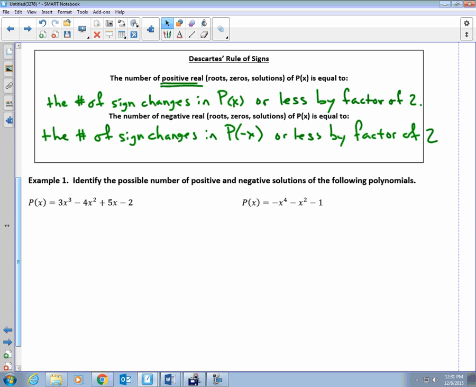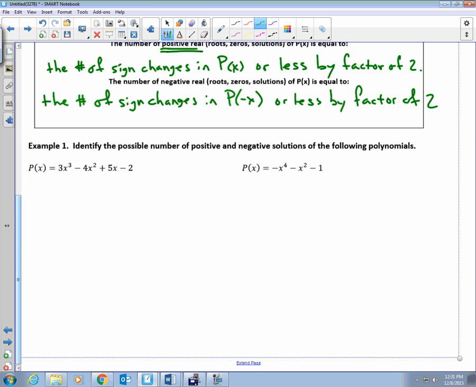And then the number of negative real would just be negative. And it's equal to the number of sign changes in p of x or less by a factor of 2. And the number of negative real roots is equal to the number of sign changes in p of negative x or less by a factor of 2. And so this helps us make a good guess. Again, we want to make intelligent guesses when we're trying to look for roots of polynomials and be able to solve them. And so here we have p of x.